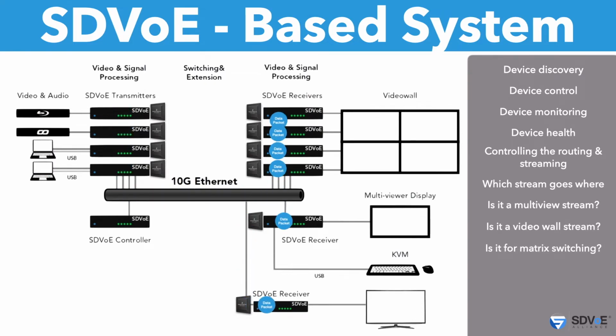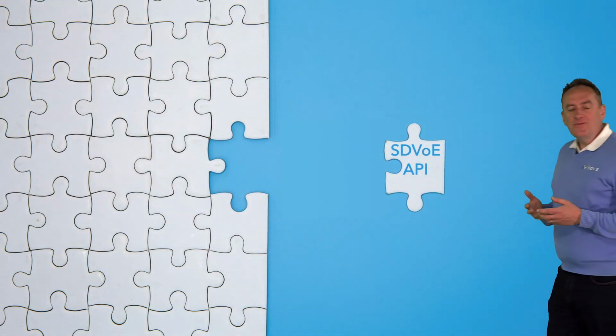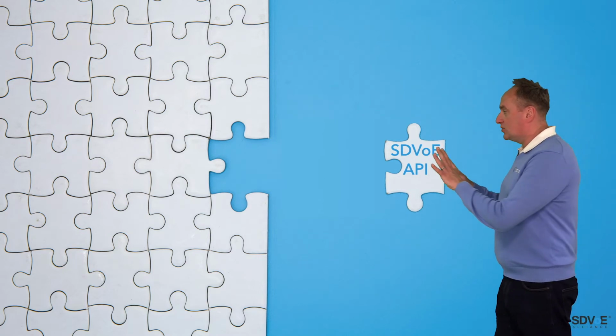Important features like starting and stopping streams, extracting audio, or even EDID management are not addressed by simply having the same chipset present in each endpoint. And this is where the SDVoE API comes into play. Think of the SDVoE API as the missing piece of the puzzle.